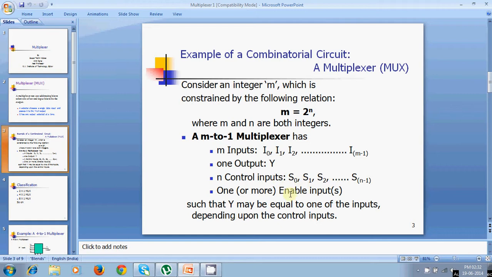Besides this, there is another input pin which is the enable input. Enable input is used to enable and disable the multiplexer. That means when we connect a logic 1 at this input, the multiplexer is switched on, and when we provide a logic 0 at this input, the multiplexer will be off.